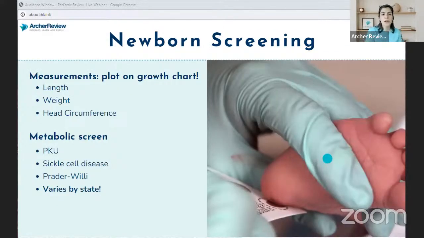And so at that newborn screening, we're going to check length. That's their height. We're going to check their weight and their head circumference.